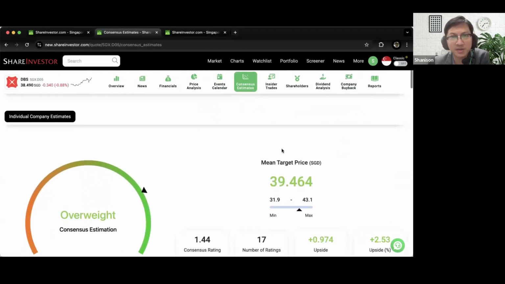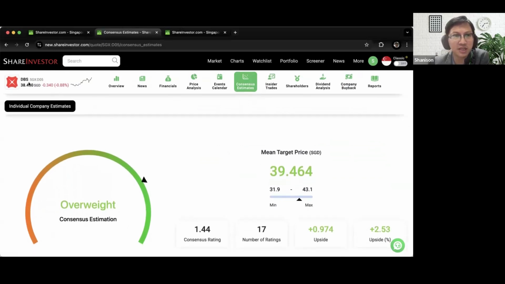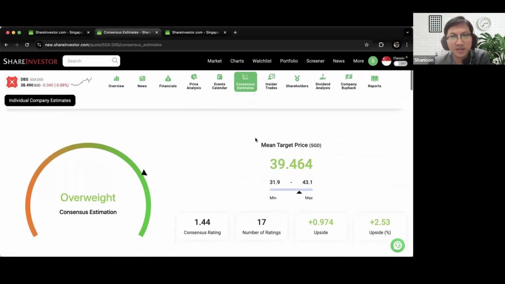So let's look at this consensus estimate. And do you notice something? When I scroll down, this whole bar will stick over here. So you can still look at the share price of DBS over here, which is brilliant.